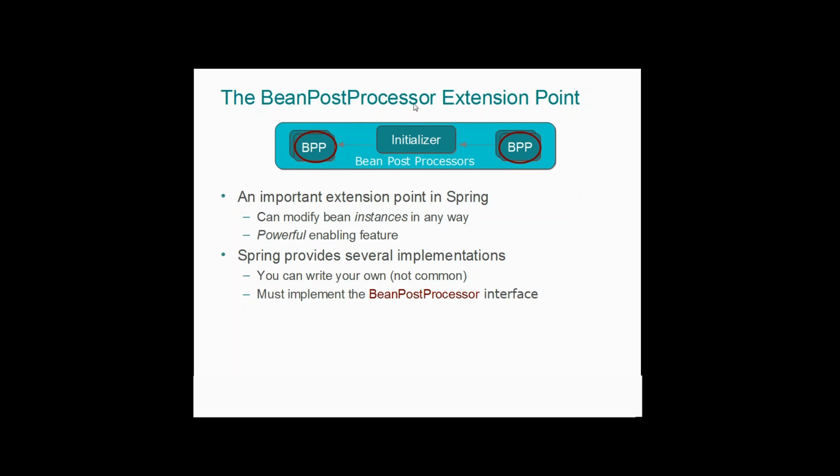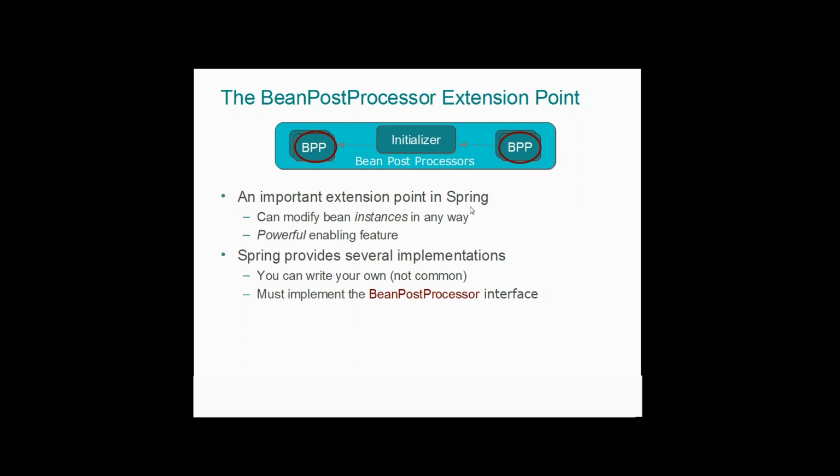Okay, and again, bean post processor is an interface. Spring already provides several implementations of this bean post processor, so you don't have to implement anything new unless you want to do some special things. If you need, you can write your own bean post processor and register it, or create it as a bean and plug it in. Okay. Most likely you don't have to write your own. It is not really common. Maybe you will be using an already existing one. If you want to implement one, you must implement it using the bean post processor interface.